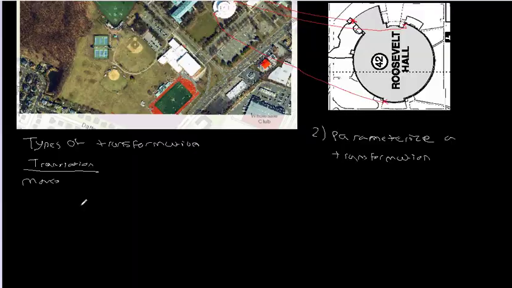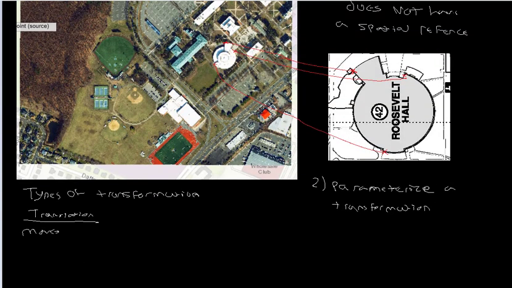Let's give ourselves just a little bit more space here. Right, a translation moves the data, but retains size, shape, and orientation.